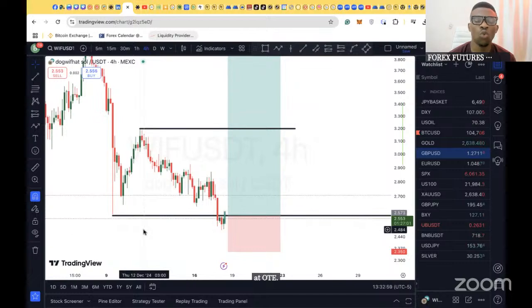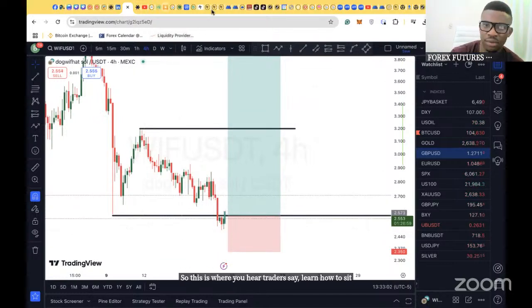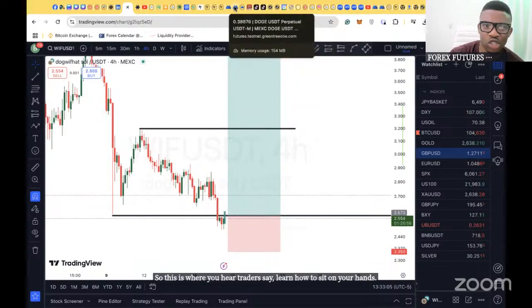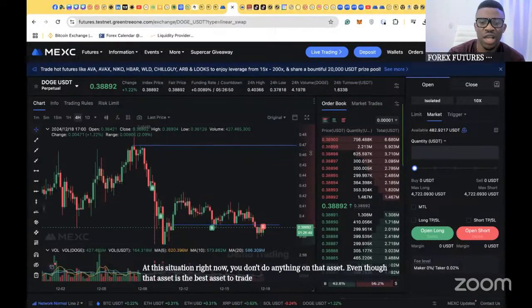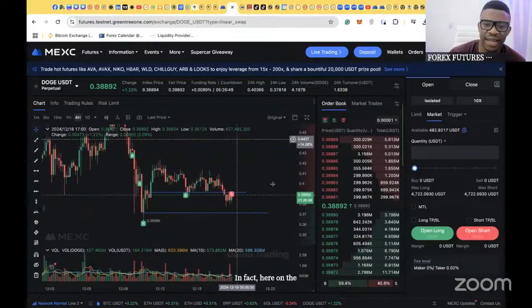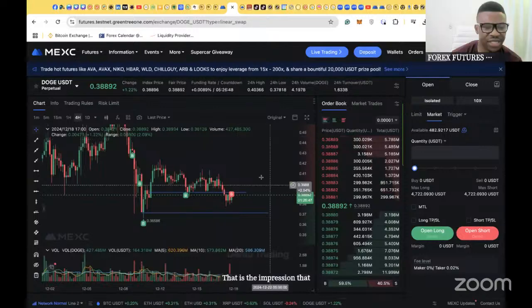So this is where you hear traders say, learn how to sit on your hands. In this situation right now, you don't do anything on that asset, even though that asset is the best asset to trade, even though everything looks like a trade. In fact, here on the Mexc exchange, it looks like we are already missing out. Why are we not in this trade? That is the impatience that makes traders lose their account.